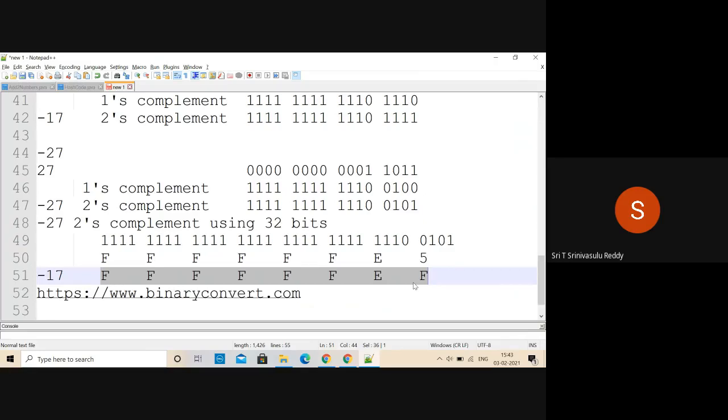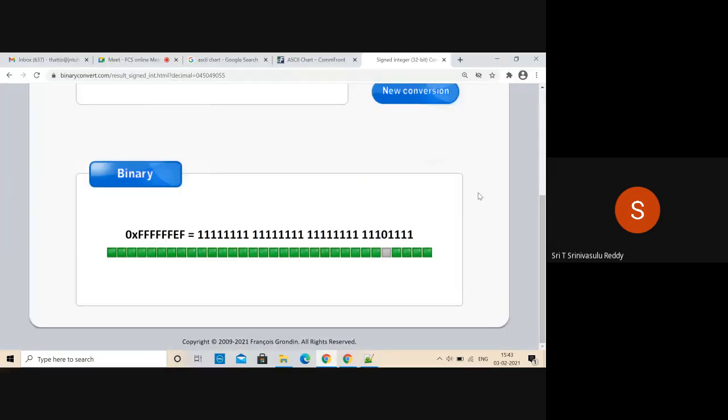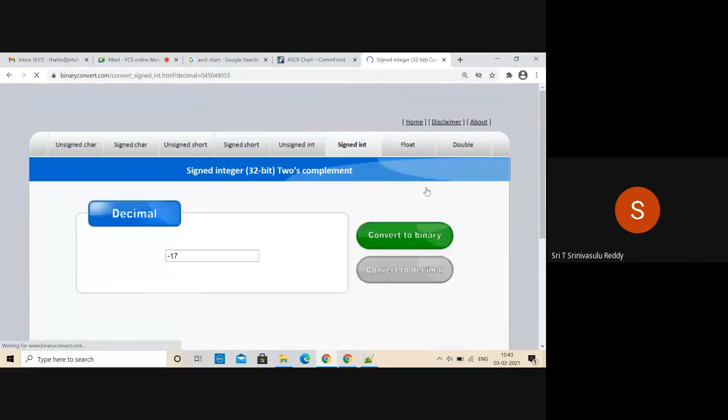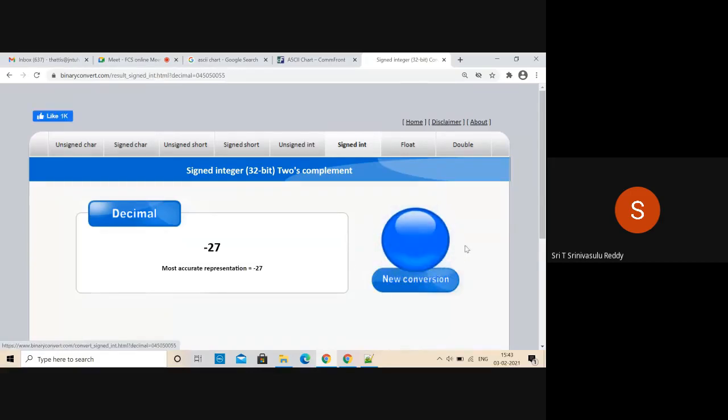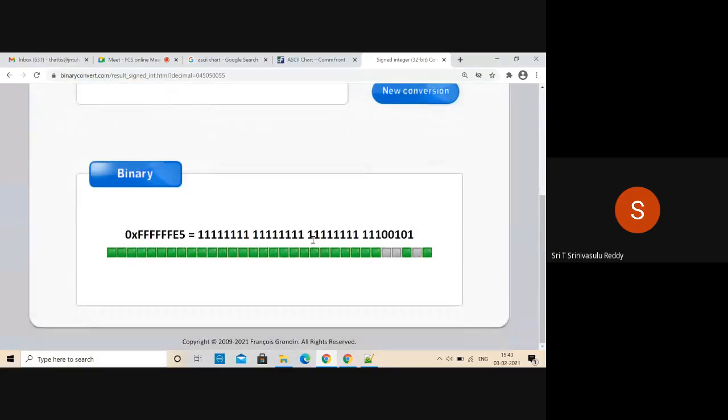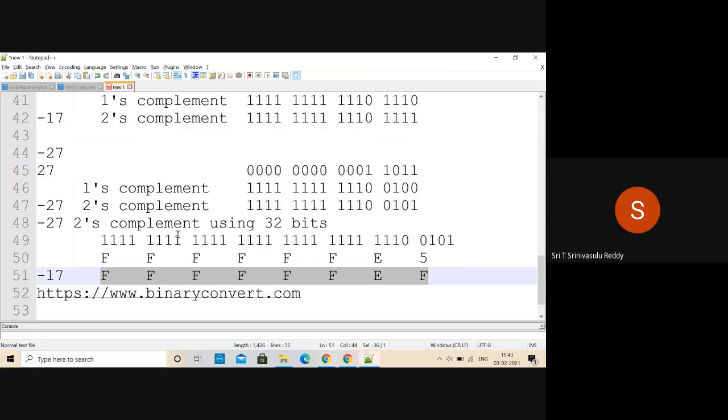Similarly, how is minus 27 going to be represented? You can verify your understanding. This is a very good tool to verify your understanding. Minus 27, convert to binary. This is the binary representation and this is the hexadecimal representation: 0x FF, FF, FF, E5. What did we get? FF, FF, FF, E5 is your minus 27.